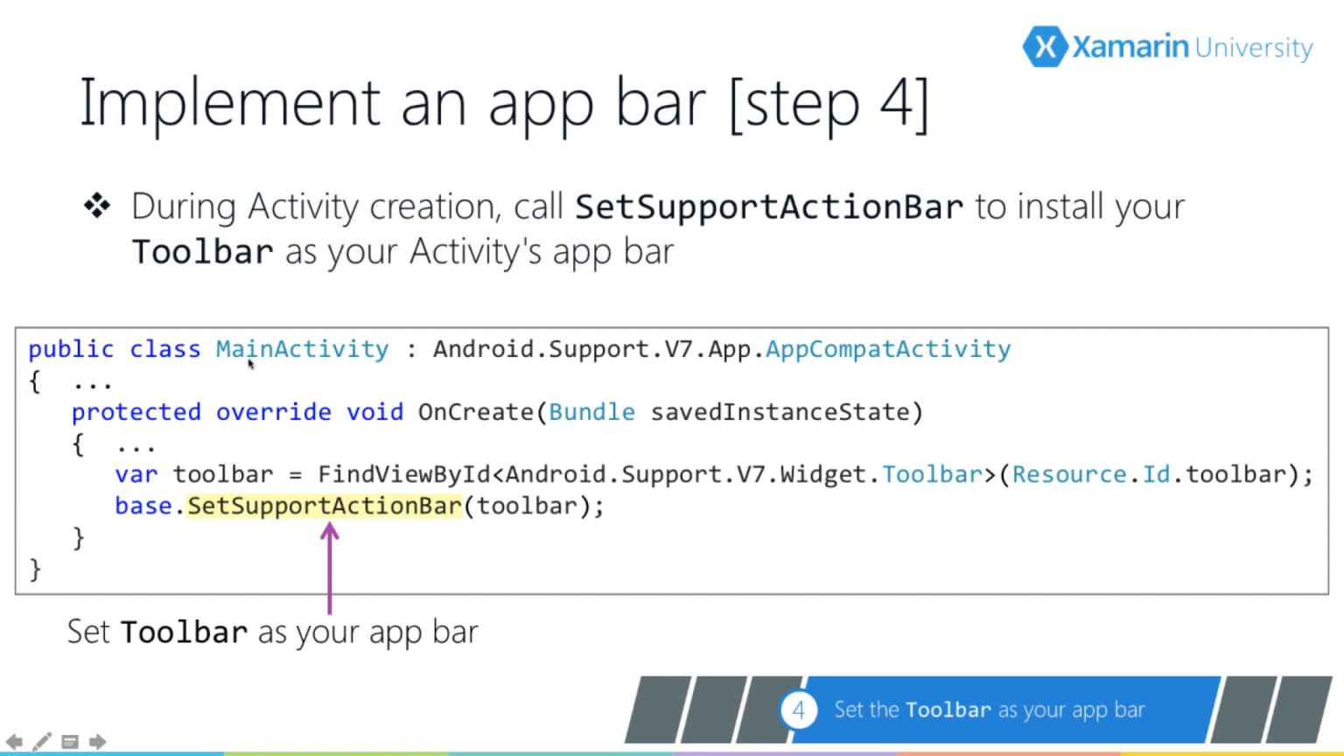So here I am in my activity. I'm inside on create. Notice I inherit from app compat activity. Because I inherit from app compat activity, I now have this method right here, set support action bar, available to me, and I pass in my toolbar object. That installs the toolbar as this activity's app bar. As soon as I do that, the way I work with that toolbar changes.